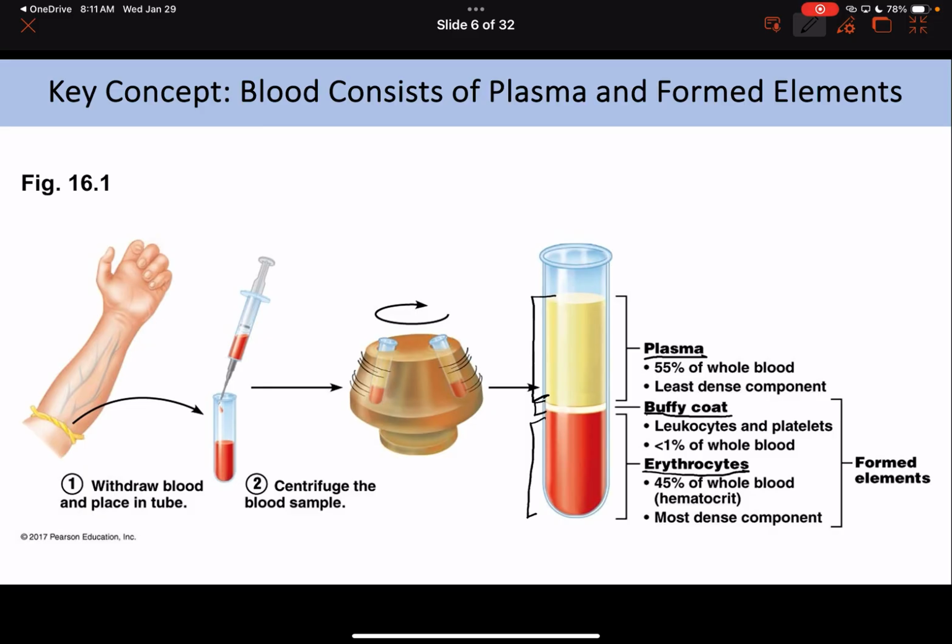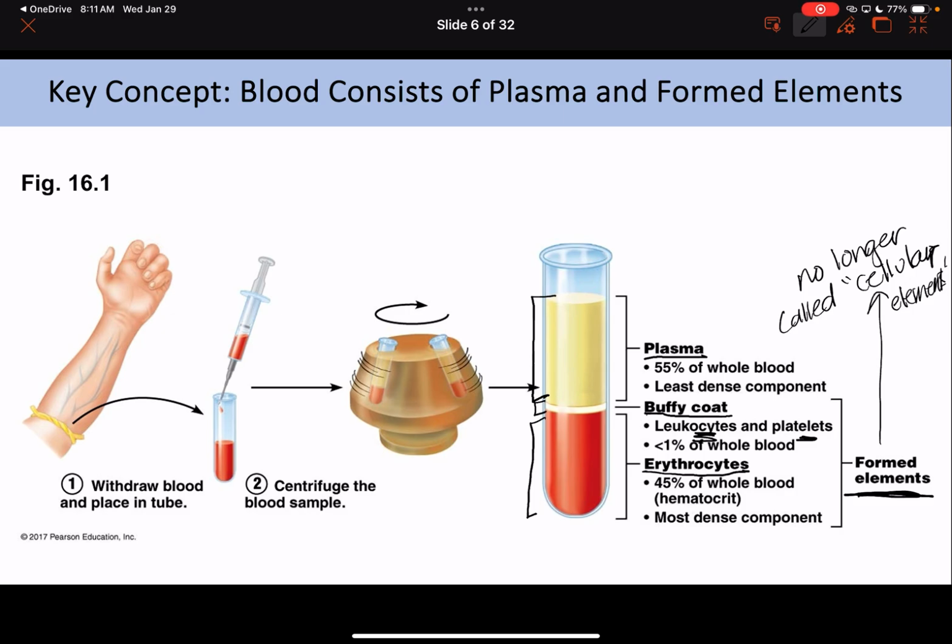Then we have what are called the formed elements. So these formed elements used to be called, and they're no longer called this anymore, but they used to be called cellular elements. And the reason why they were called cellular elements is because it contains our leukocytes, which are our white blood cells, our platelets, and then our erythrocytes, which are our red blood cells.